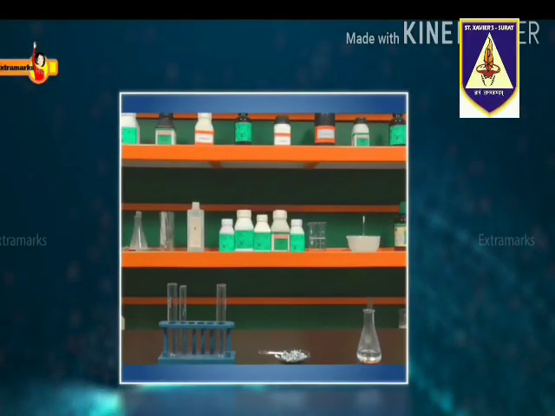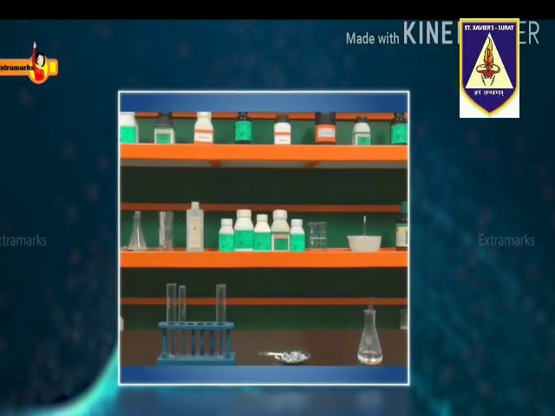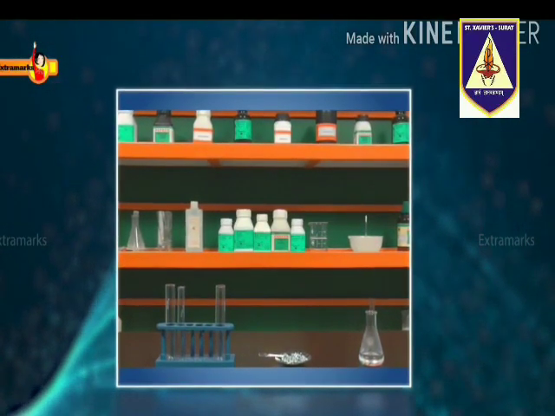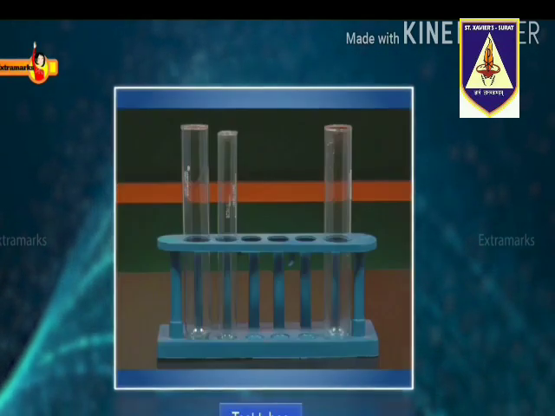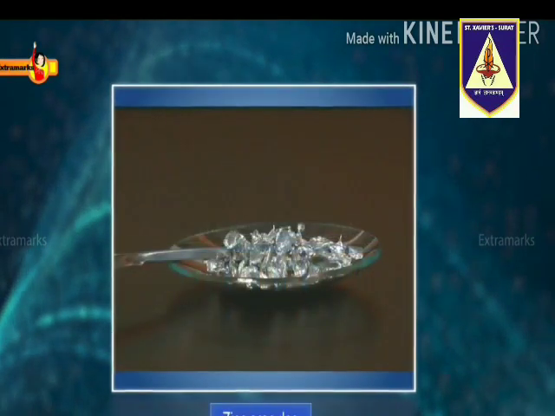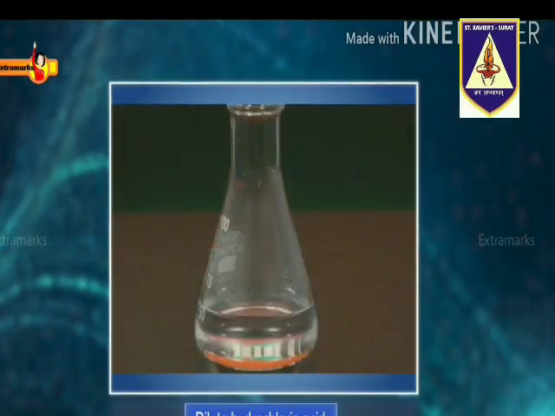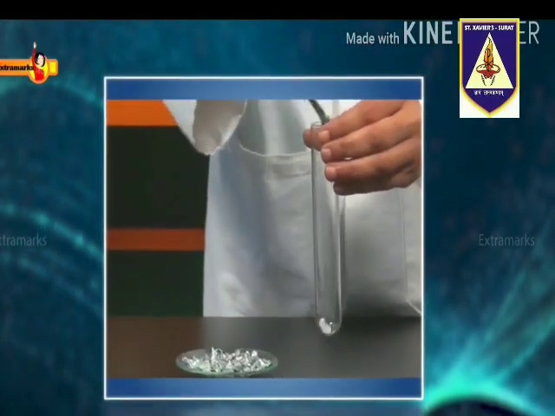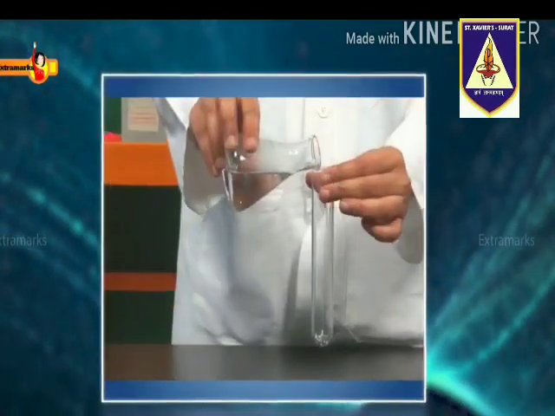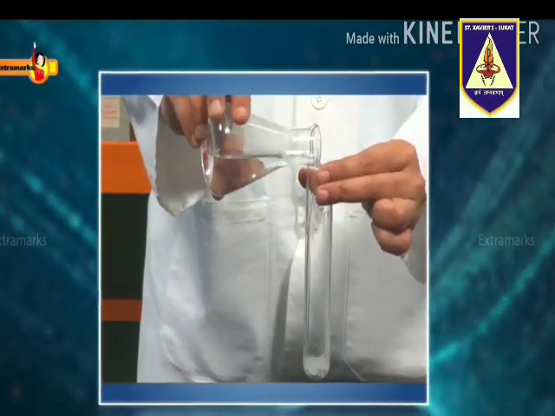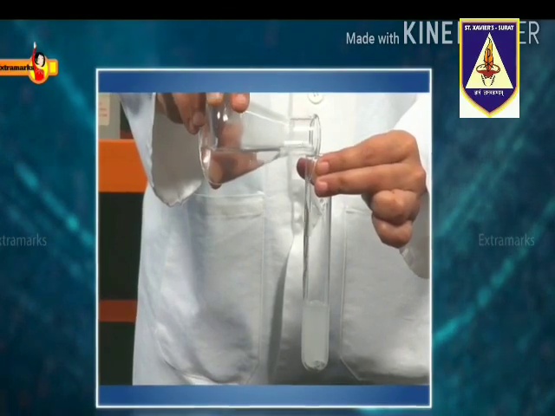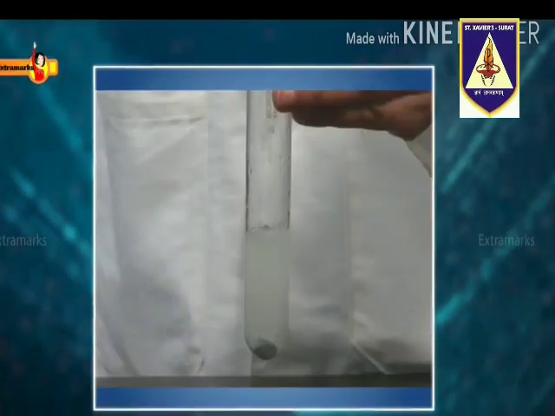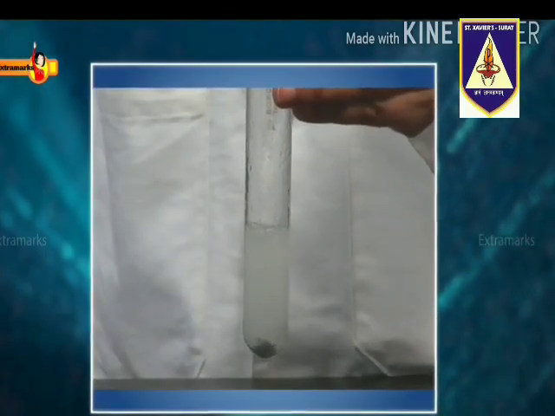Let's understand in depth about the displacement reaction by performing an activity. For this activity, we need test tubes, zinc granules, and dilute hydrochloric acid. Take a few zinc granules in a test tube. Add a small quantity of dilute hydrochloric acid in it. What did you observe? The bubbles of gas start coming out.